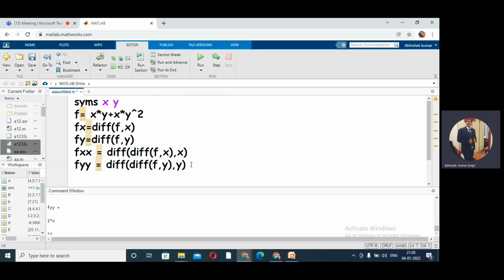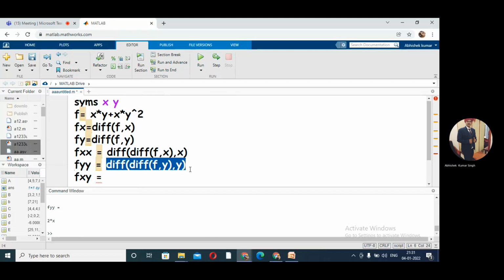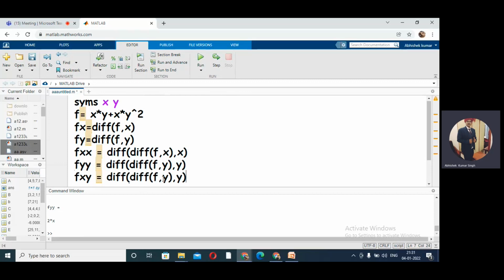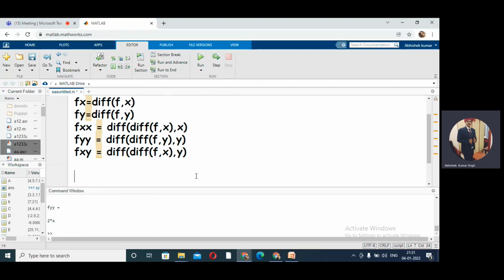And sometimes we have this fxy, the differentiation of fx with respect to y. So we can do the same thing: differentiation of f with respect to x, then y. Fine. So these are the partial derivatives we have.